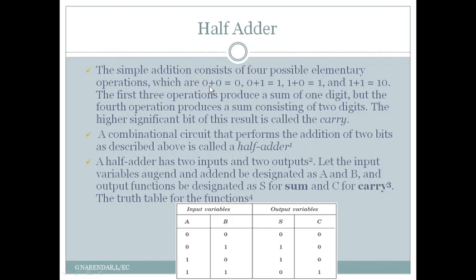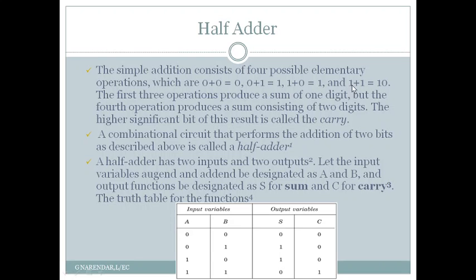So when you add 0 with 0, the result is 0, and when you add 0 with 1, the result is 1. When you add 1 with 0, the result is 1, and when you add 1 with 1, the result is 1 0. So it's not 10, it's a 1 0, as it is a binary number. And you can see that the first three additions produce a sum of only one digit: 0 here, 1 here, and 1 here.